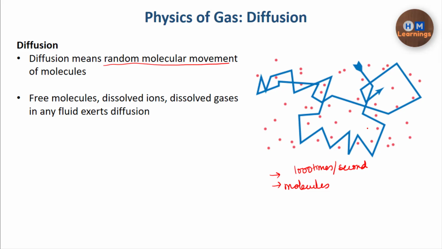The dissolved ions, that is, suppose NaCl dissolved in water, NaCl will exert the diffusion, and water molecules will also exert diffusion. Dissolved gases like oxygen in water will also exert diffusion. No matter what your state of matter is, no matter which phase is being dissolved in which other phase of matter, all of them are going to exert the diffusion. All the molecules are going to exert the diffusion. And what is diffusion? It is a random molecular movement of the molecules.